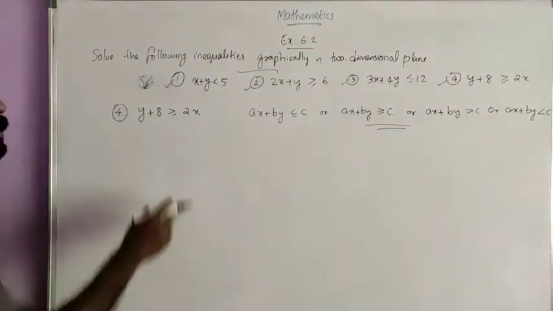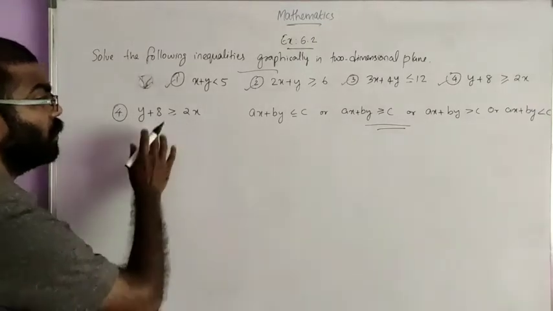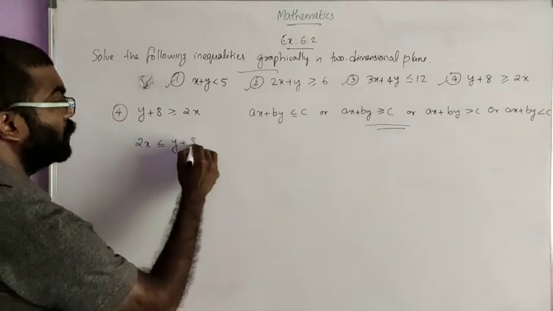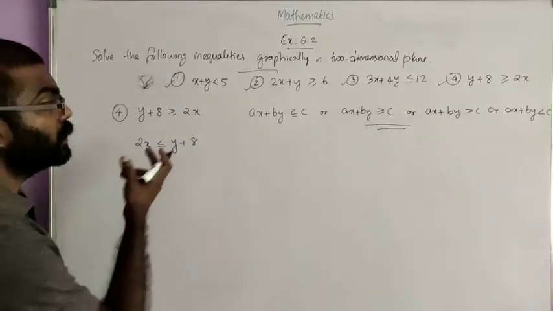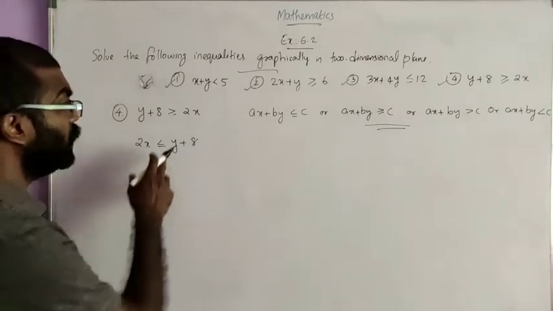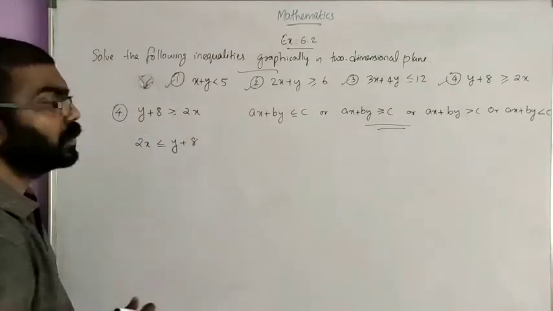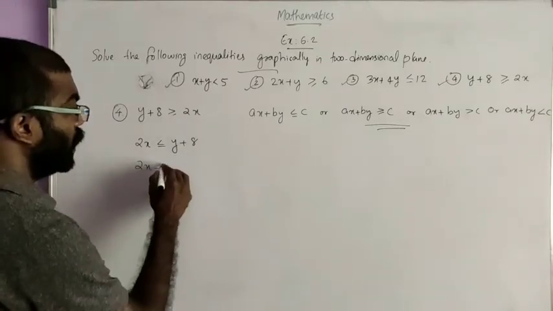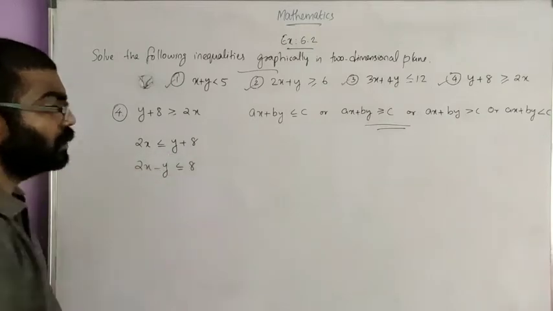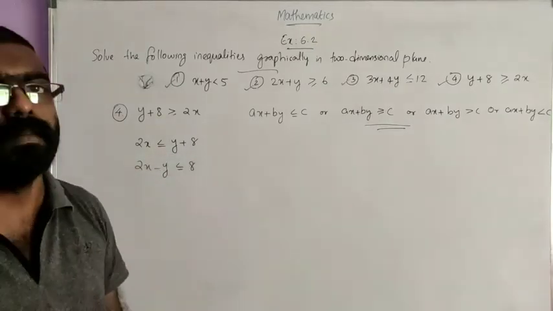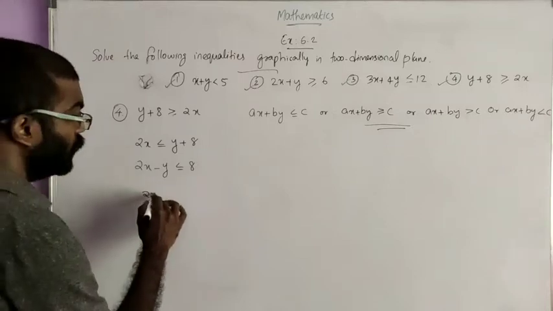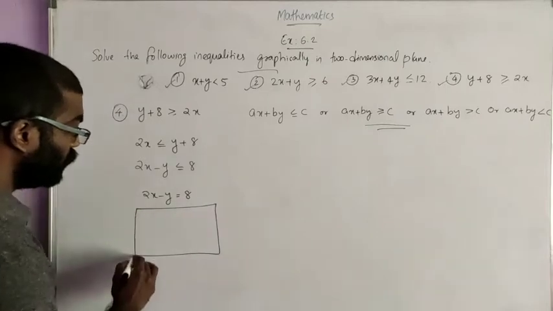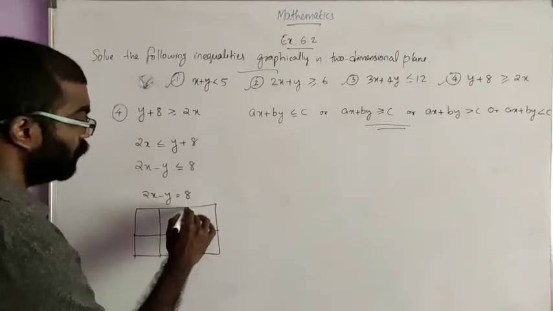But here it is not in the standard form, so we can rearrange this one. First of all, we can write 2x is less than or equal to y plus 8. Y plus 8 is greater than or equal to 2x can be rewritten as 2x is less than or equal to y plus 8. Now we can take this y to the left side: 2x minus y less than or equal to 8. Now it is of the standard form. So 2x minus y is equal to 8, and we can find the numbers satisfying this equation.